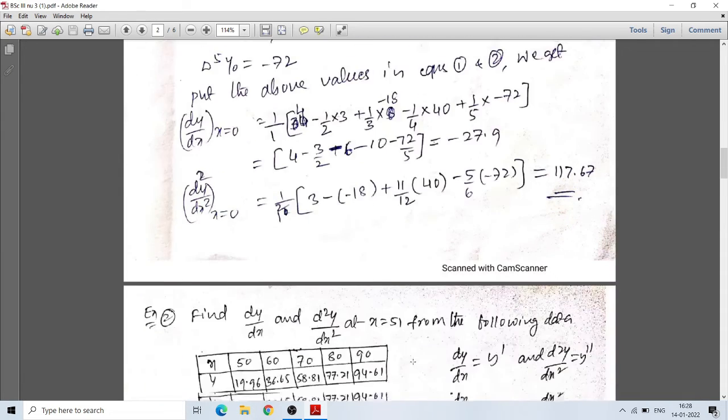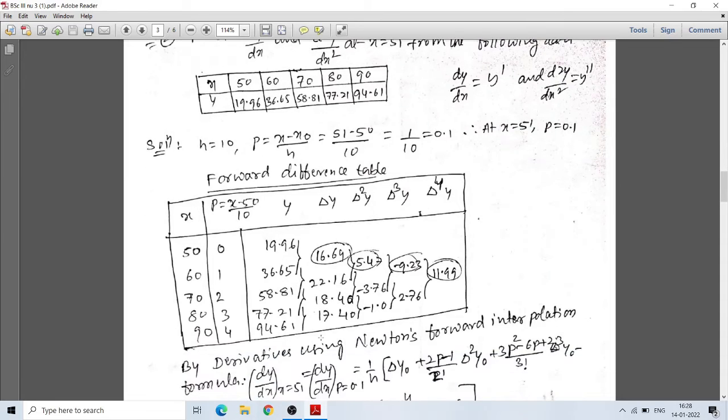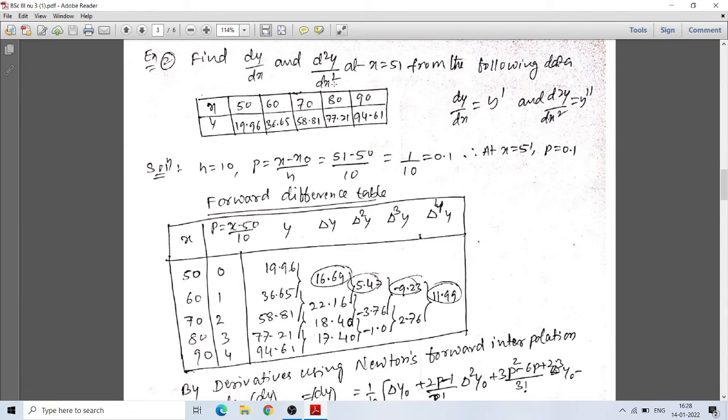Now next, move on to one more example. Find dy by dx and d square y by dx square at x equals 51 from the following data. This is the data, and we consider dy by dx. Suppose y is equal to f of x, then y dash is equal to f dash of x, and y double dash is d square y by dx square, that is equal to f double dash of x.